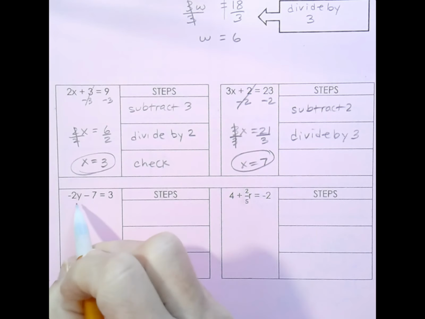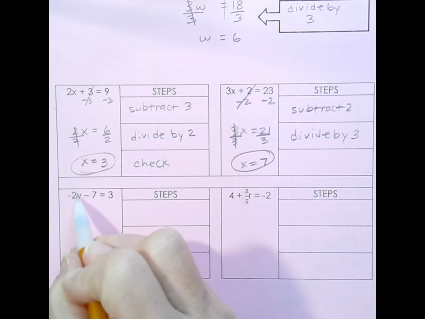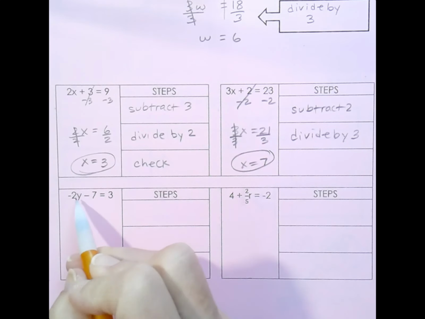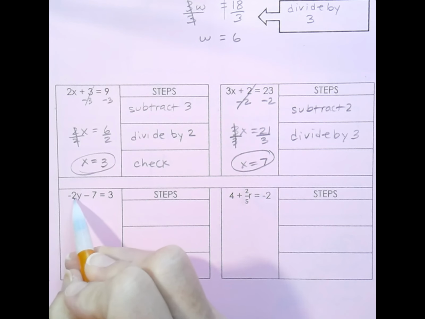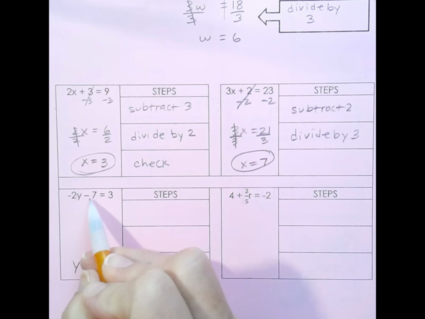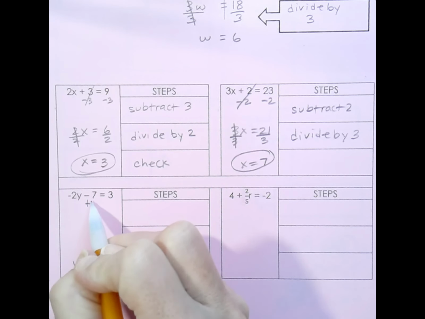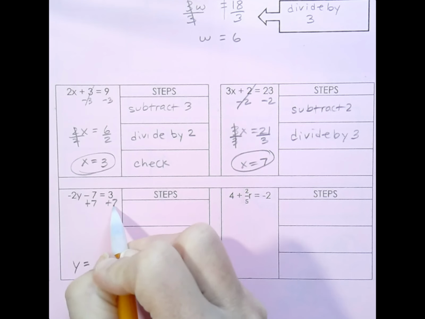All right, the next one, we're trying to get y by itself. So again, our final goal is to have y equals. I need to get rid of the negative 2 that's multiplied and the 7 that is subtracted. You always want to get rid of the addition and subtraction first. So in this case, I'm going to add 7 to both sides.